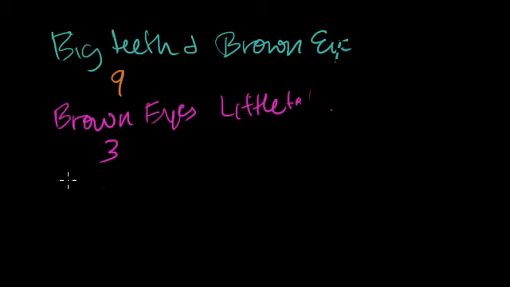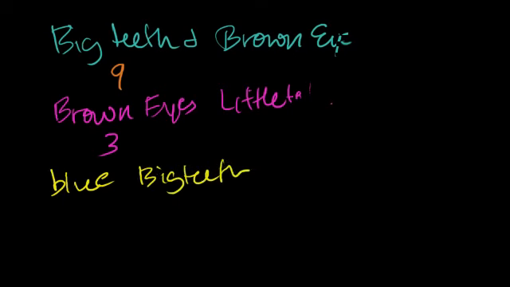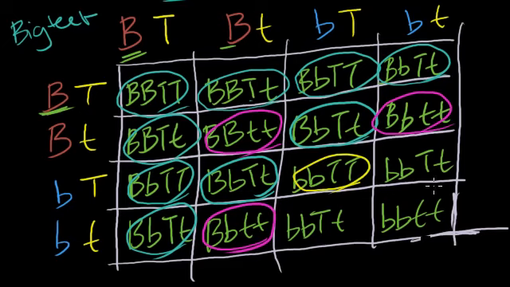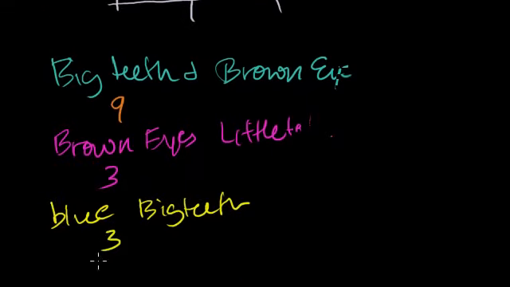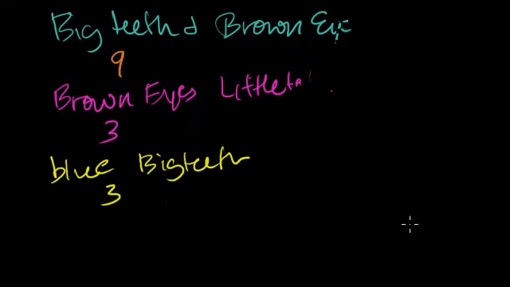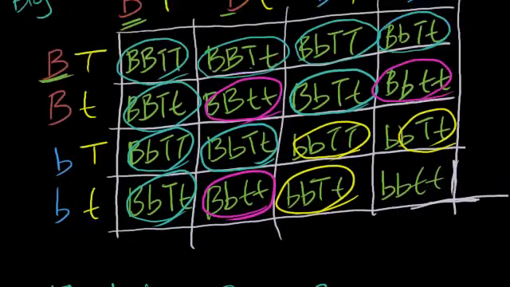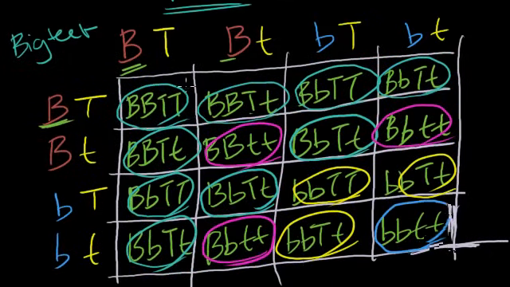And if I were to say blue eyes and big teeth, what are the combinations there? Well, this is blue eyes and big teeth, blue eyes and big teeth, blue eyes and big teeth. So there's 3 combinations there. And then if I want to be recessive on both traits, I want blue eyes and little teeth. There's only one. Out of the 16, there's only one situation where I inherit the recessive trait from both parents for both traits.